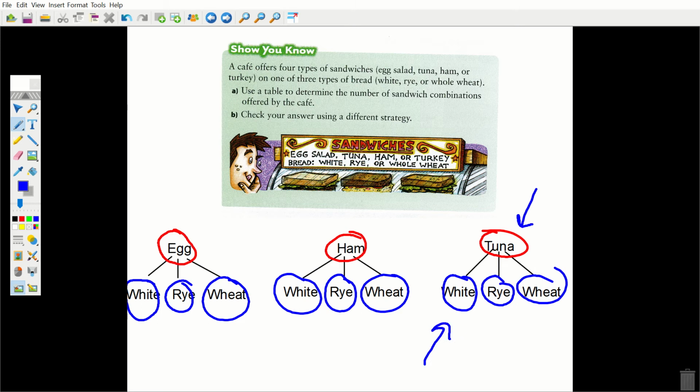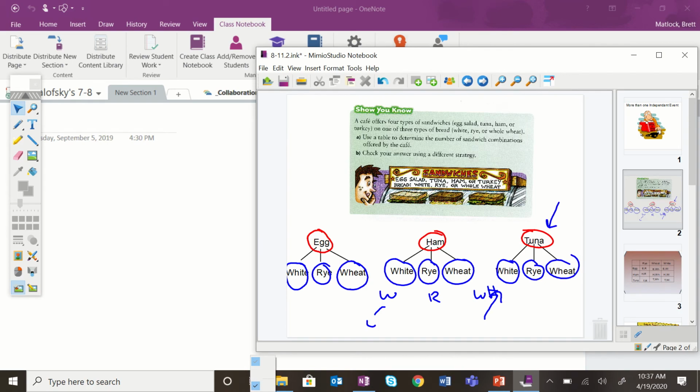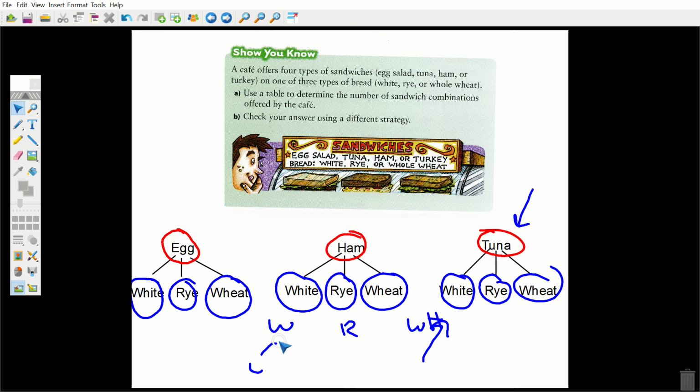Now, if you were to switch them and put the type of bread on top, it would look the exact same. You would have white, rye, and wheat, and coming off of each of those, you'd have egg, ham, and tuna.